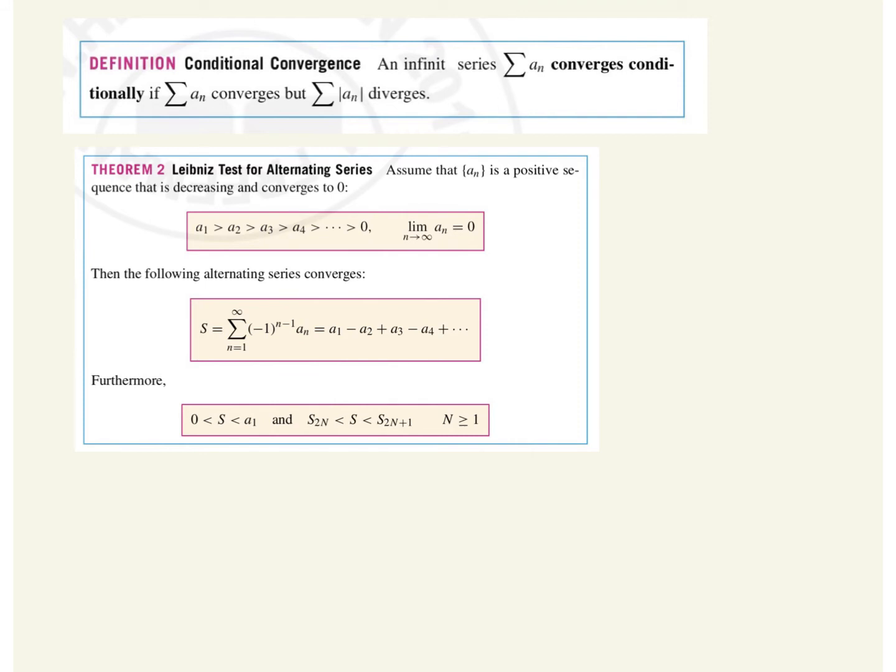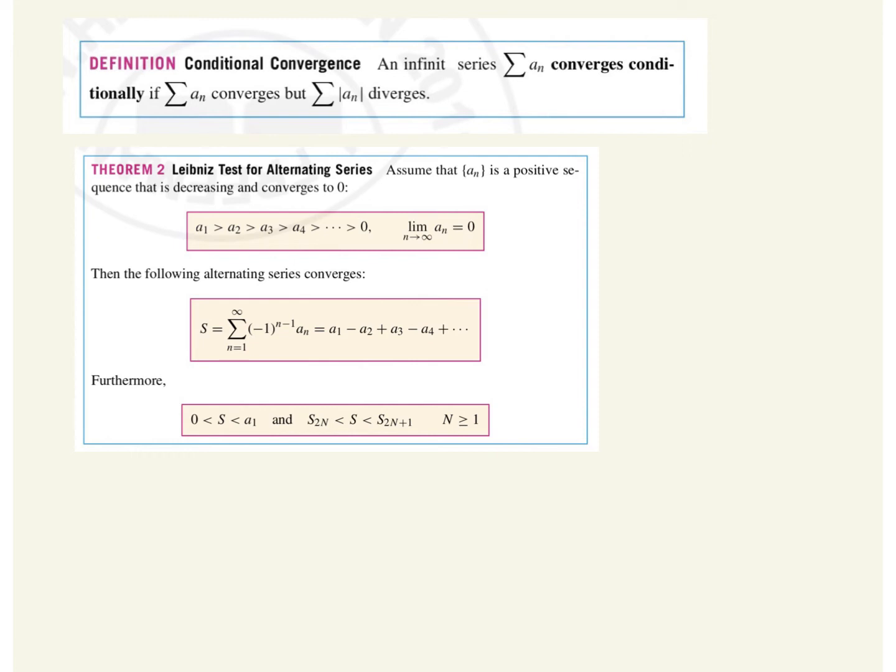A definition and another theorem here. So conditional convergence is that an infinite series converges conditionally if the summation of a sub n converges, but the summation of the absolute value of a sub n diverges. You might be saying, well, how is this possible? So let's take a look at a few examples.